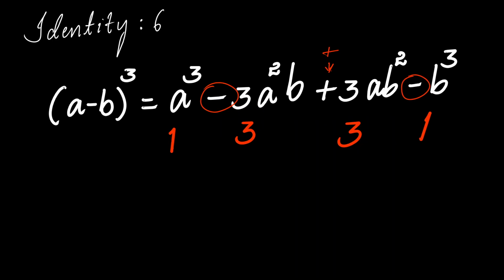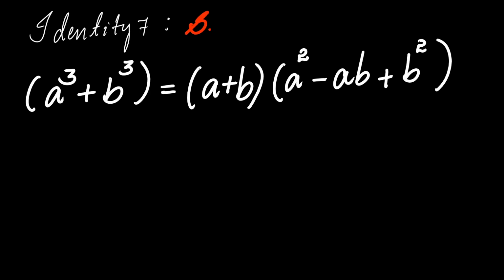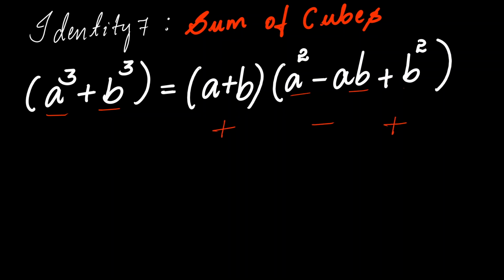The seventh identity is sum of cubes. Here we are adding both the cubes, which is a cube plus b cube equals (a + b) multiplied by (a square minus ab plus b square). This identity is used when we factor expressions. Look at the signs carefully. We have plus, minus and plus. So here initially we are adding a plus b, then multiplied by a square minus ab plus b square. So remember this pattern. Now let's move to the last identity, which is difference of cubes.